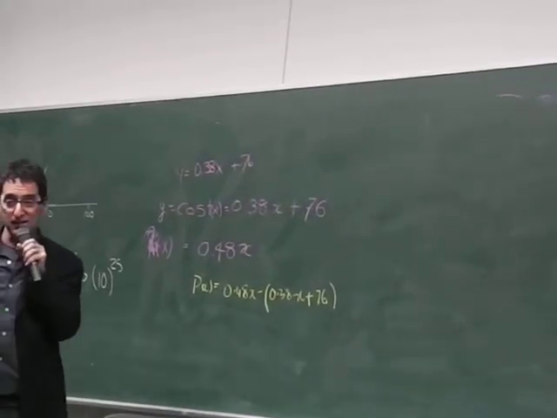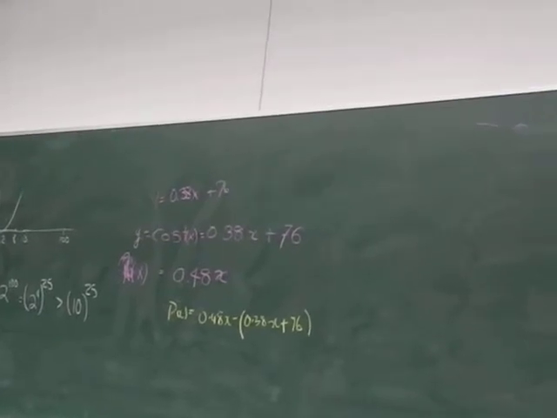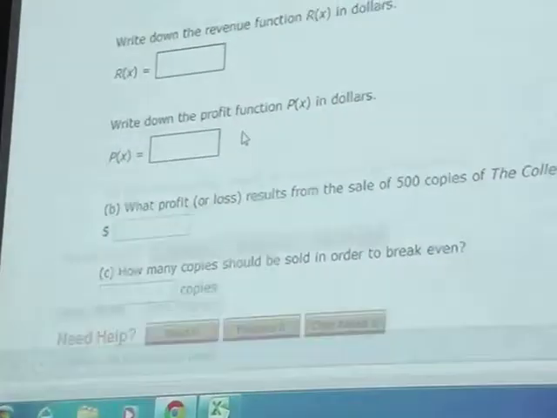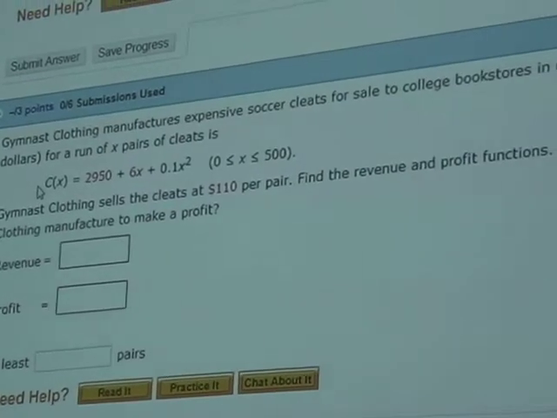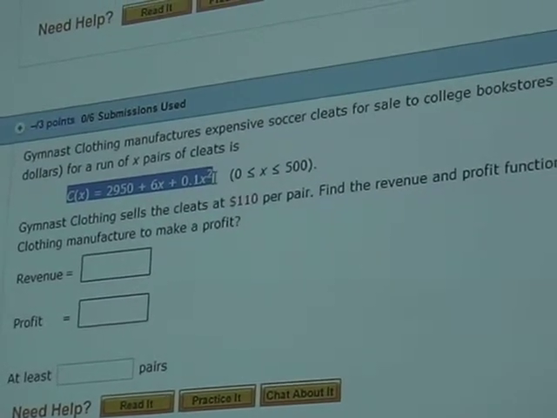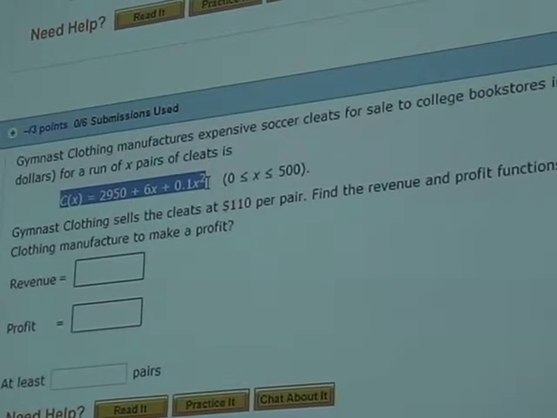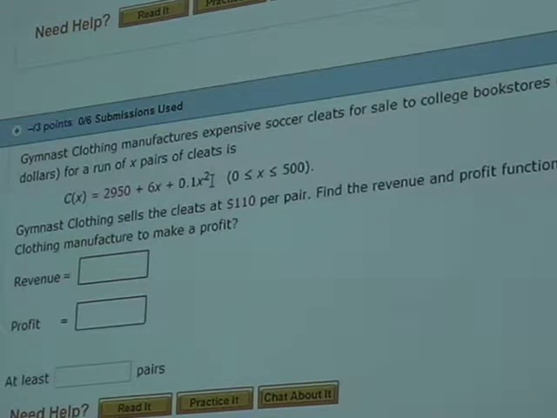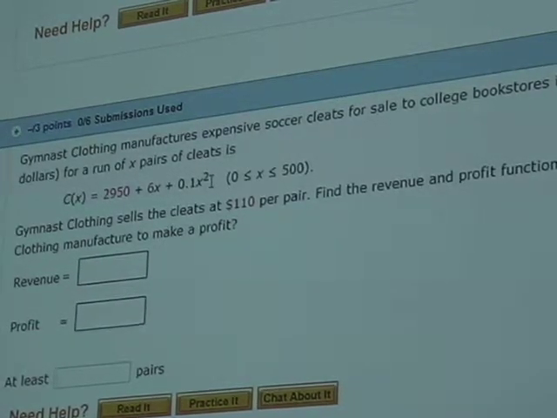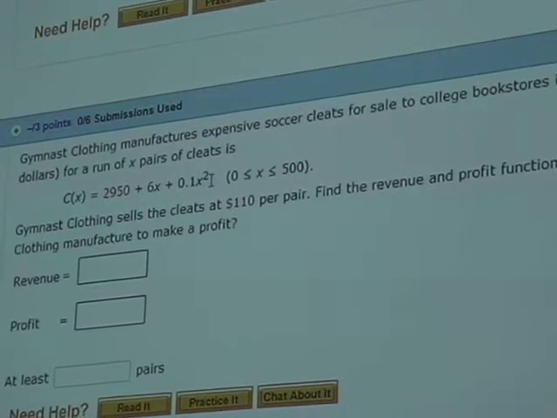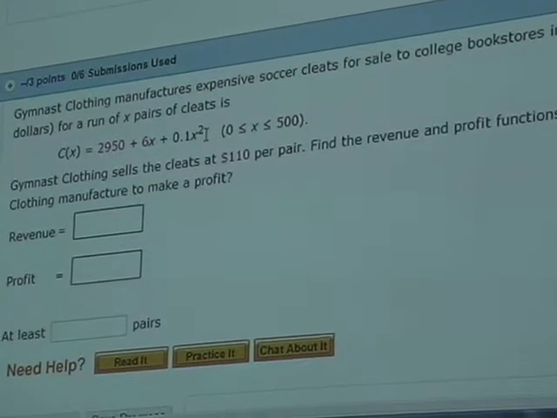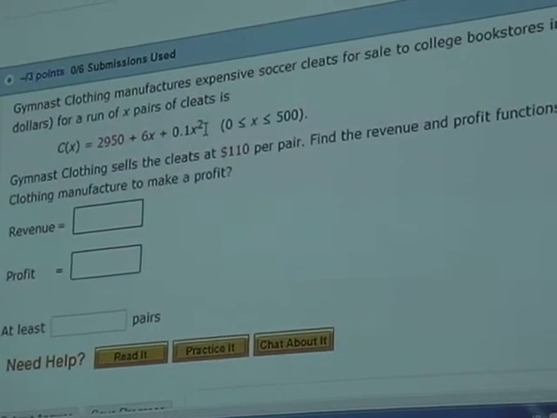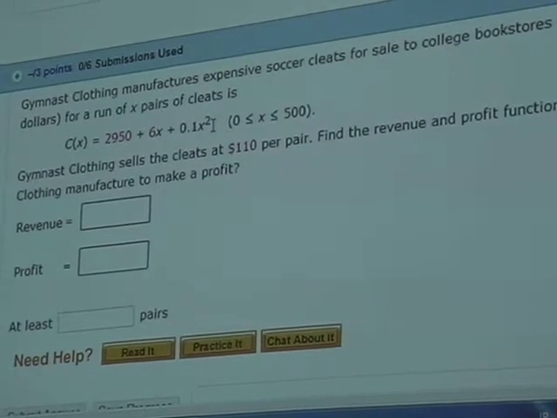Okay? Now in the next example, the cost function is given here. Is this one also linear? No. Why not? Because it has a square there, right? So it's not linear, it's not going to be a straight line. But that doesn't mean it's not a cost function. This is going to be a different cost function, with a parabolic shape if we graphed it.